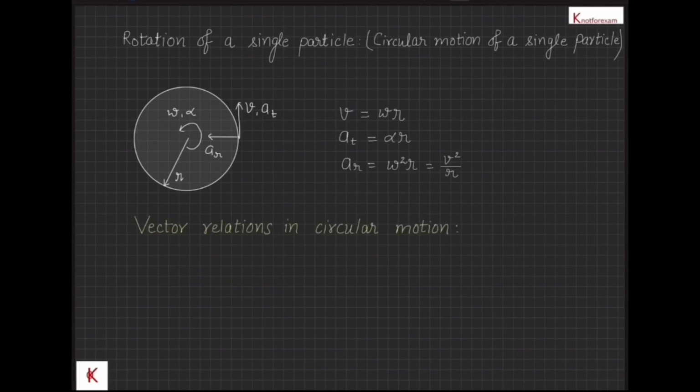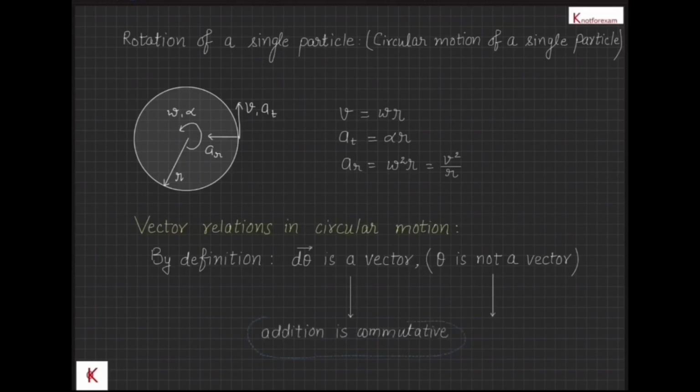The very fundamental definitions in rotational mechanics are the definitions of angular displacement and angular velocity. By definition, differentially small angular displacement d theta is a vector, whereas finite angular displacement theta is not a vector. This is because differentially small angular displacement d theta follows all vector properties, but finite angular displacement theta does not follow vector properties. One of these properties is that addition of differentially small angular displacement is commutative, but addition of finite angular displacement is not commutative.